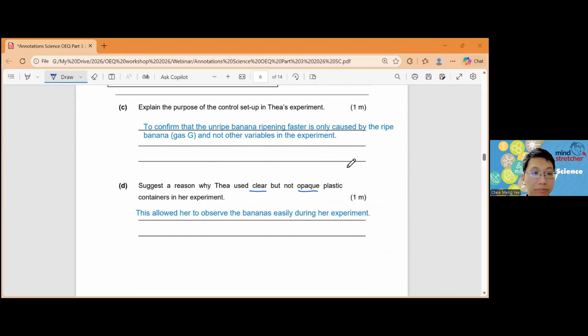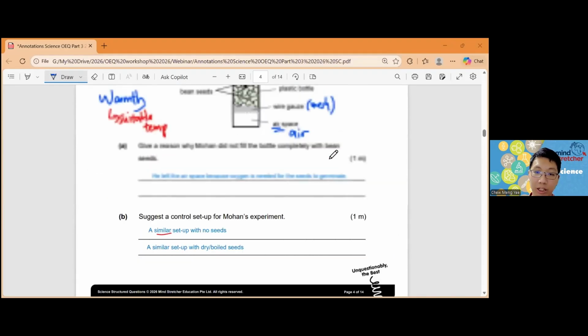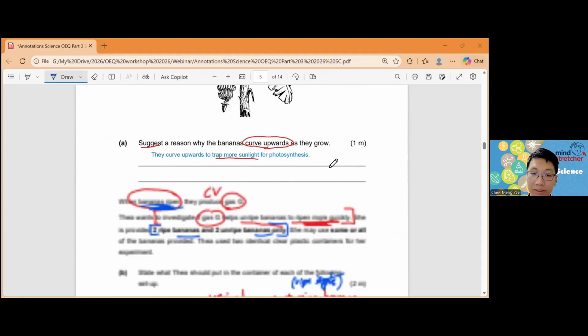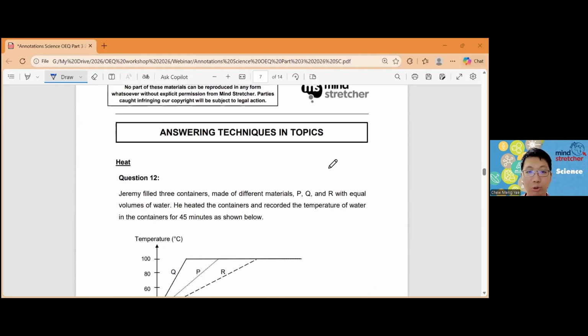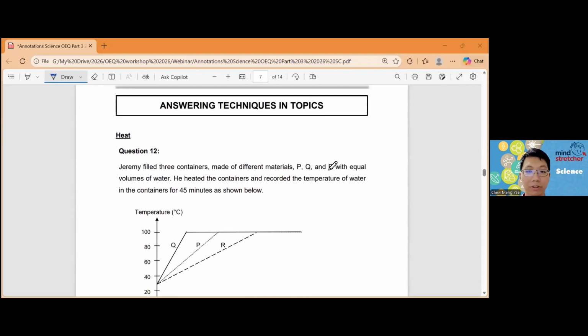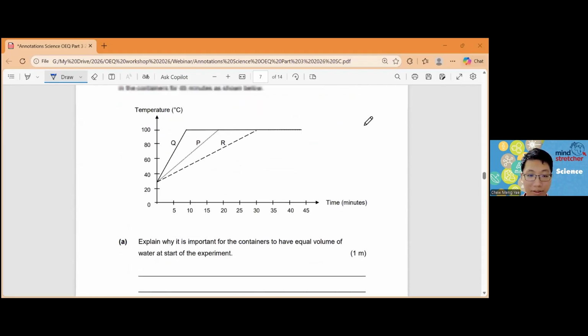Let's move on. Okay, and move on. So we have actually finished up on the last one, control setup. So you can go through these questions again to revise on the experiment-based questions. So I'm moving on to answering techniques in various topics. The first one being heat.